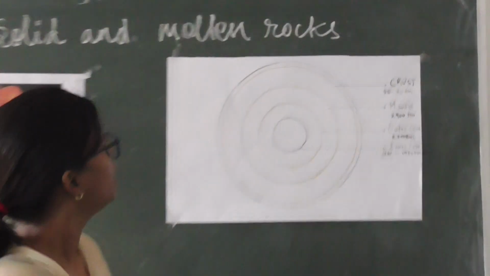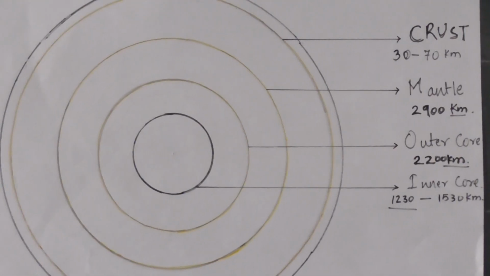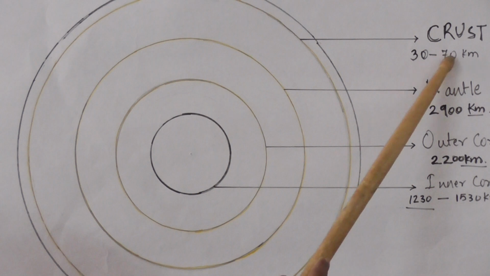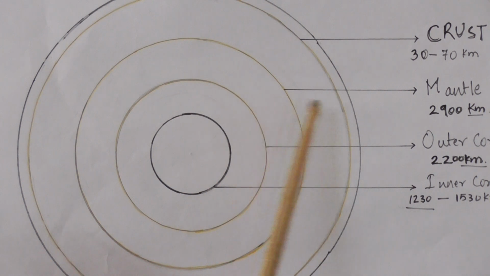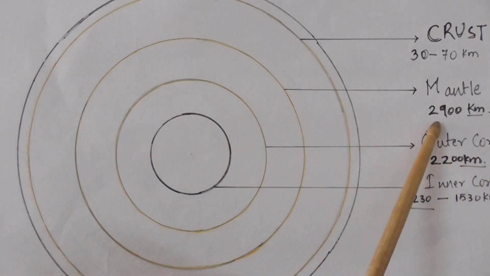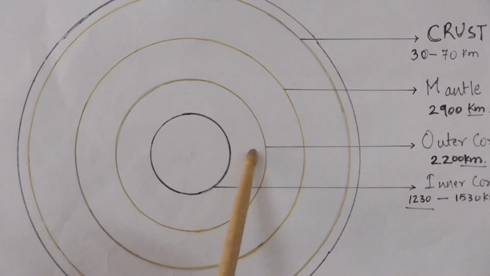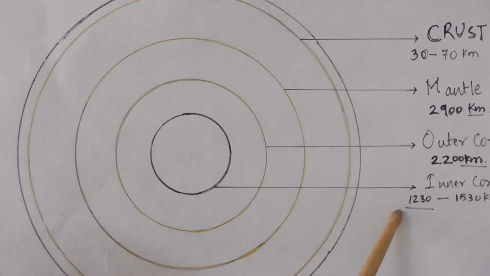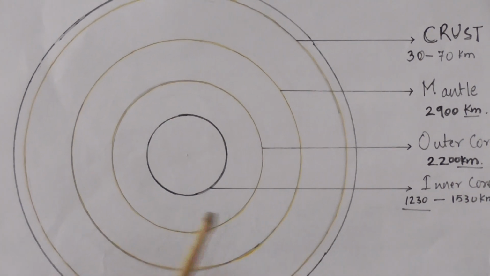Now students, look at this diagram. I will explain the 4 layers of the earth. The outermost layer is crust. Its thickness is 30 to 70 kilometers. Second is mantle. Mantle is about 2900 kilometers. Third one is outer core. Outer core is about 2200 kilometers. And last one is inner core. Its thickness is 1230 to 1530 kilometers.